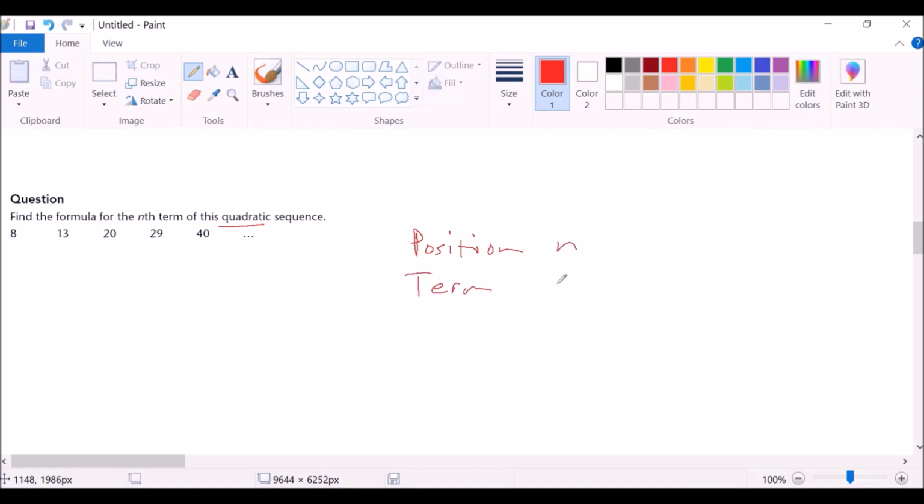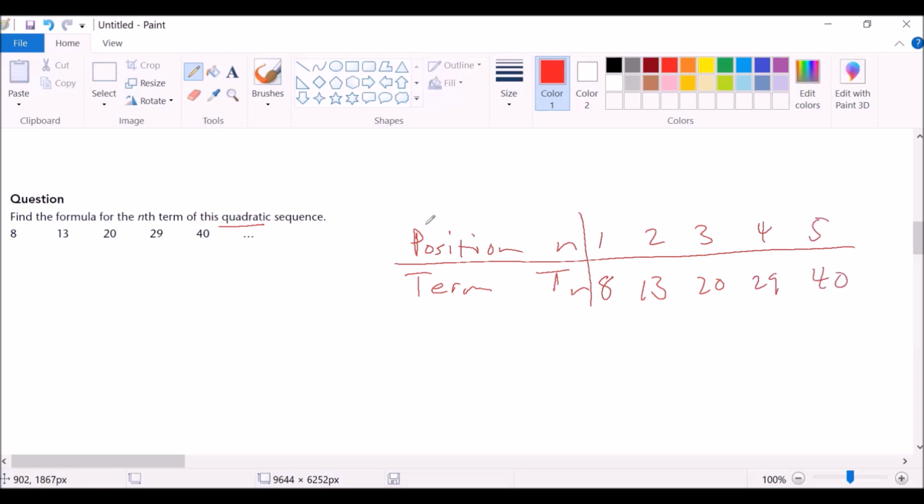Our position is n, our term is Tn. In position 1, we have 8. On position 2, we have 13. On position 3, we have 20. On position 4, we have 29. On position 5, we have 40. And we are told it's a quadratic sequence.